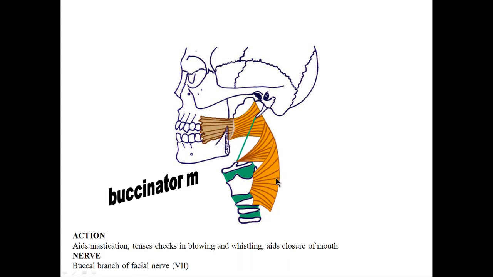Let's add another muscle called the buccinator muscle. That's a muscle of facial expression. It's done by the 7th cranial nerve. It's done by the buccal branch of the 7th nerve. Remember, there are two buccal nerves. One is sensory by trigeminal, and the other one is motor by facial. Buccinator muscle.